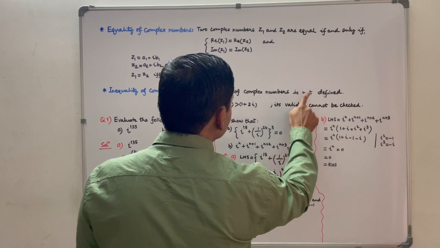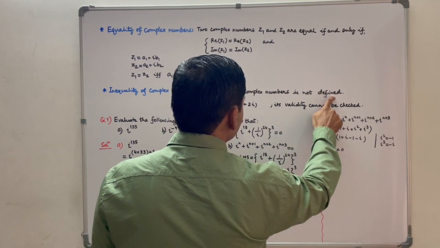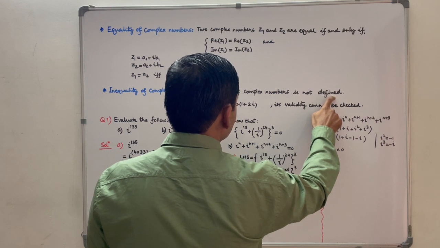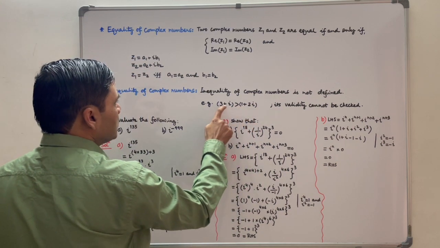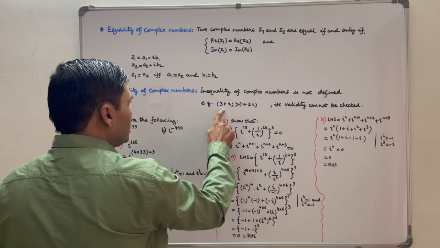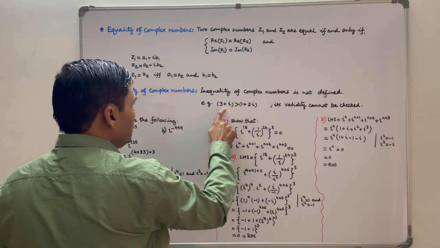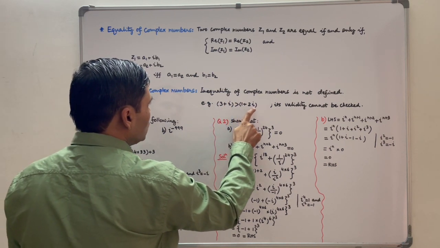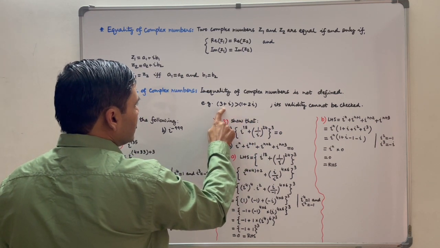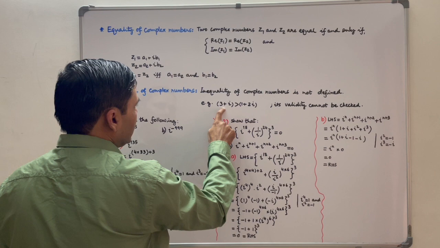Inequality of complex numbers. Inequality of complex numbers is not defined. Suppose Z1 and Z2 are two complex numbers. If we say Z1 is greater than Z2, there is no way to verify that. For example, let's say Z1 is equal to 3 plus i and Z2 is equal to 1 plus 2i. So if Z1 is greater than Z2, that means 3 plus i is greater than 1 plus 2i. If we simplify this, we get 2 minus i is greater than 0, or i is less than 2, which is meaningless because we know i is equal to under root minus 1.